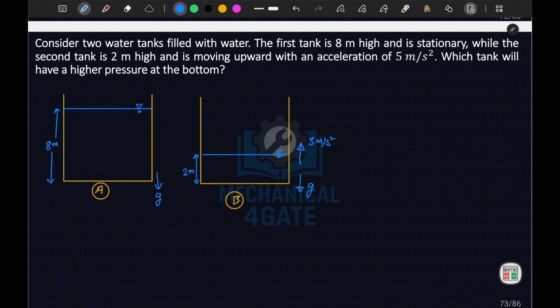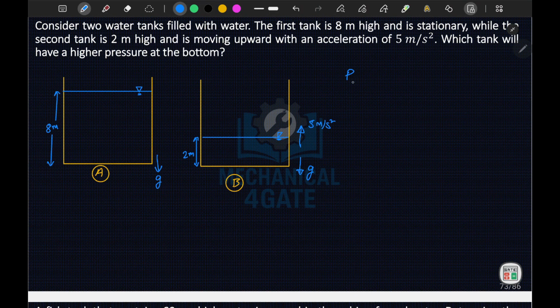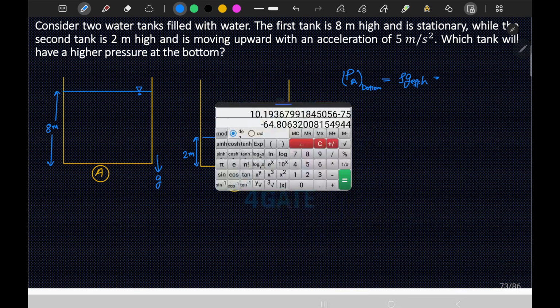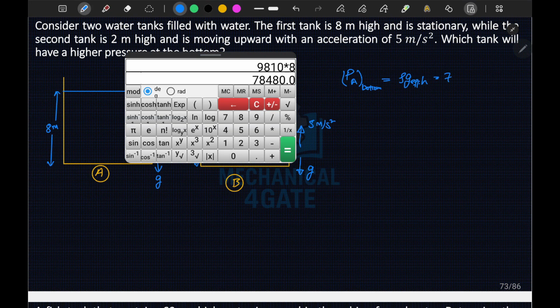Okay, so let's talk about the pressure at the bottom of tank A first. So pressure at A bottom will be equal to, as I mentioned, rho g effective times H. Since the first tank is stationary, g effective will be g, and H is 8 meter. So if I substitute the values, 9810 into 8, this is 78.48 kilopascal.